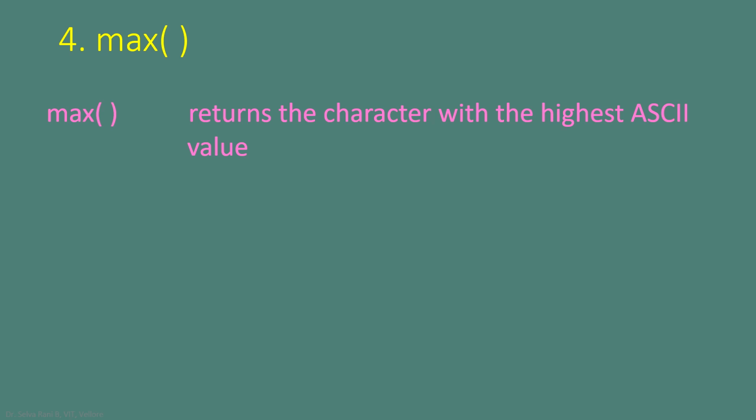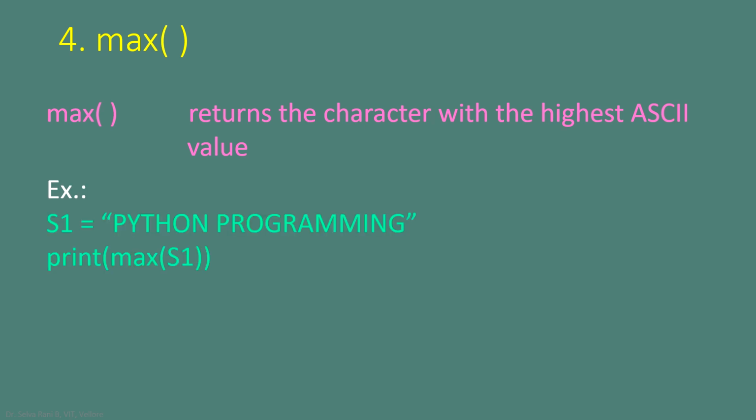The next method, max. Since we have a collection of characters in the string, this max method will return the character with the highest ASCII value. For example, let S1 = 'Python programming'. If we print the max of S1, it is going to produce the output as y.